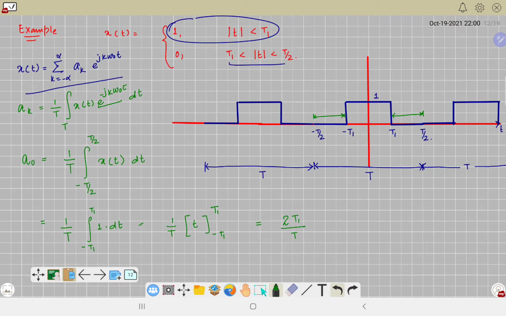Now I am making an assumption here, so that it simplifies a bit more. You see you have the period T, this is one period. Although it is not expressing any relationship between T1 and T by 2, let me assume that T1 is equal to T by 4.